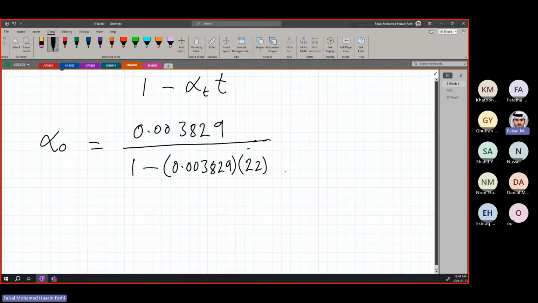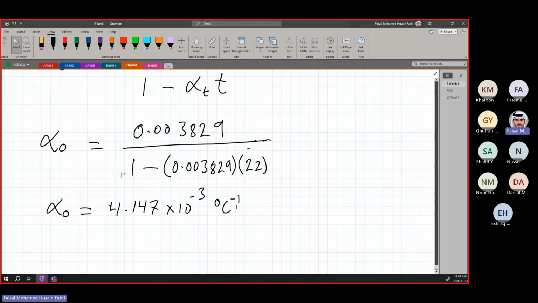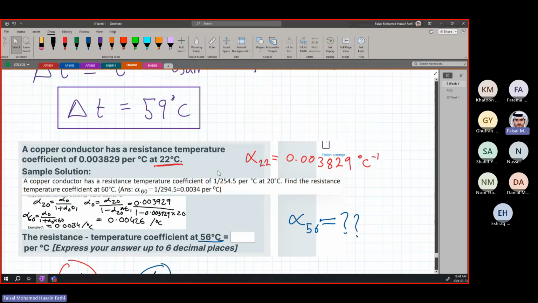Now we plugged in all these numbers, we have found our alpha 0 value, which is going to be equal to 4.147 times 10 to the minus 3 degrees Celsius minus 1. Okay? Now that we found our alpha 0, what was the question asking for?